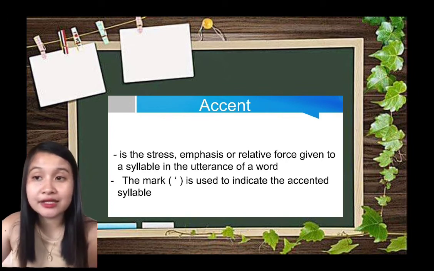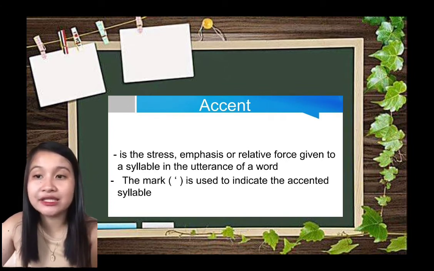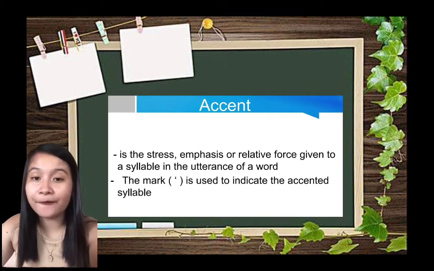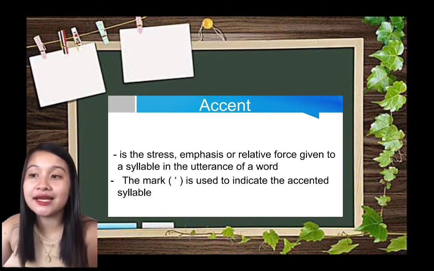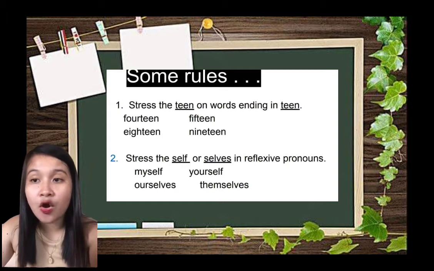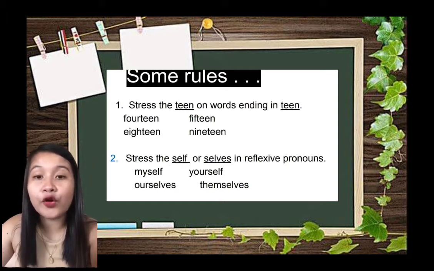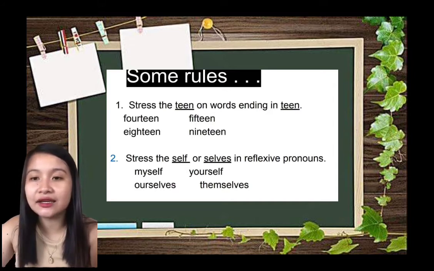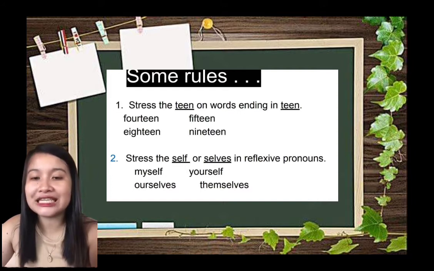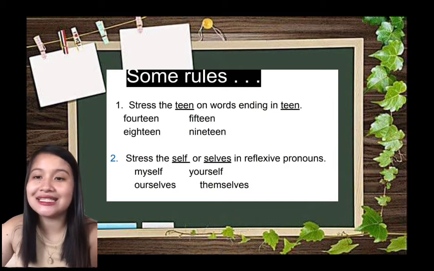Next is accent. Accent is the stress, emphasis, or relative force given to a syllable in the utterance of a word. The apostrophe mark is used to indicate the accented syllable. Some rules: stress the teen on words ending in teen. For example, fourteen, eighteen, fifteen, nineteen.